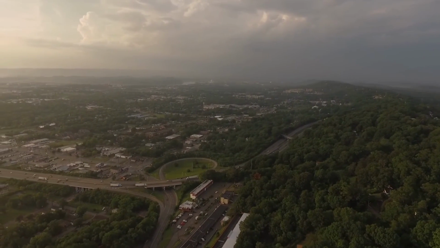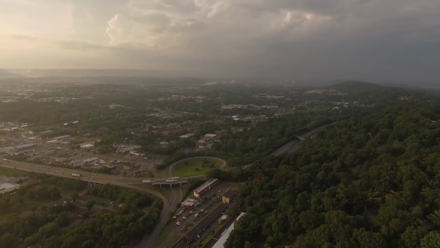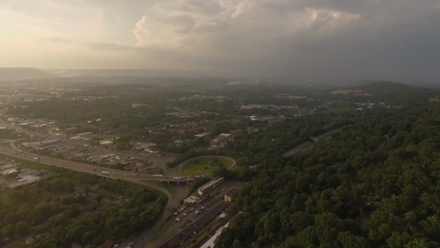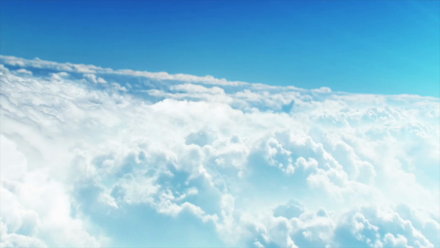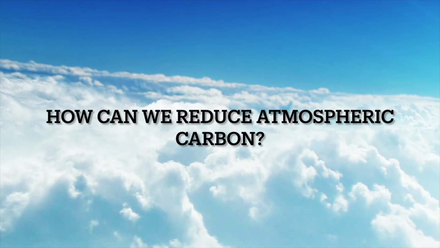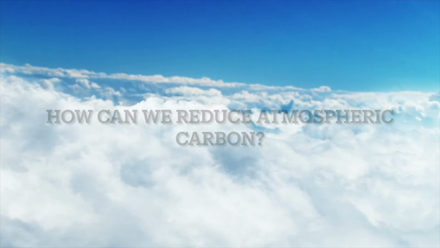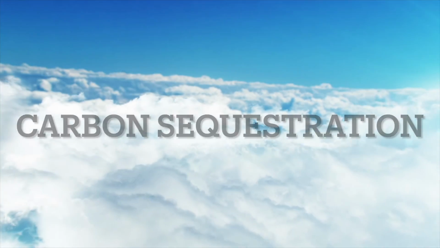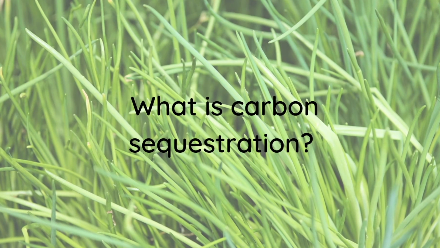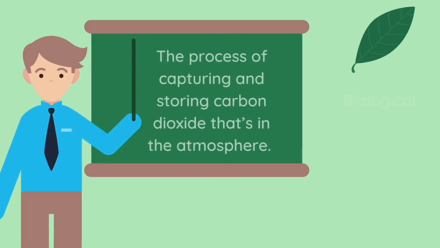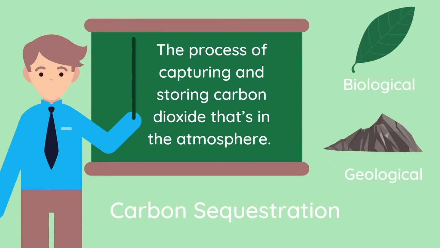Too much carbon means that more heat is radiated back onto the Earth, causing the overall temperature to rise, harming life on Earth. So how can we begin to reduce the amount of carbon in the atmosphere and combat this harmful change? One method is called carbon sequestration. So what is carbon sequestration? It is the process of capturing and storing carbon dioxide that's in the atmosphere.